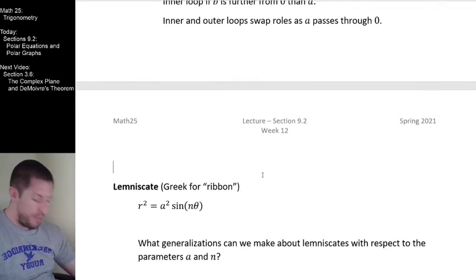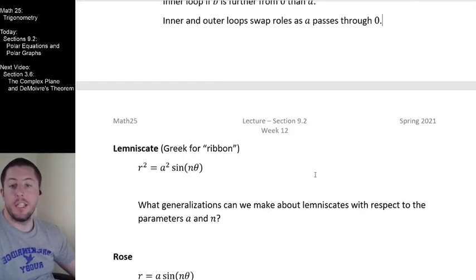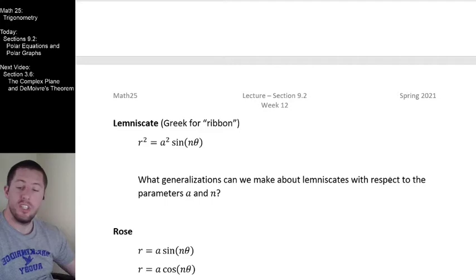We play the same game with the next one. These next ones right here are called lemniscats. It's a Greek word for ribbon. Let's go ahead and throw these graphs in there and see what we end up seeing, and see if we can make some generalizations. This is the last one that I'm going to generalize. You are going to generalize the remaining two for homework.